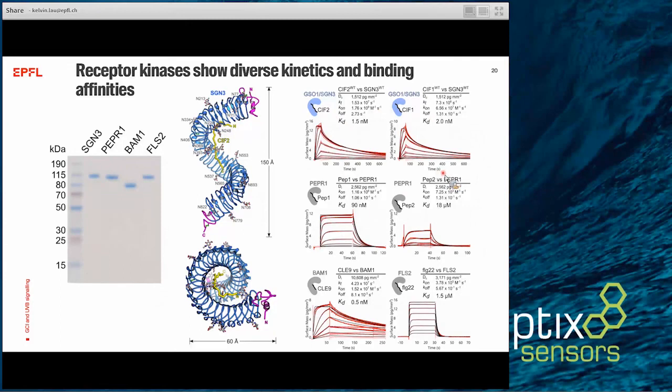Because he optimized the system for this class of receptors, he could quickly screen through other receptor extracellular domains of receptor kinases with their cognate peptide ligands, but also other ones here, which display a diverse range of kinetics and affinities. This just emphasizes what Fabio was talking about before. With one system, we could characterize something between 1.5 micromolar to 1.5 nanomolar confidently, but all of these in particular have very diverse rate constants.